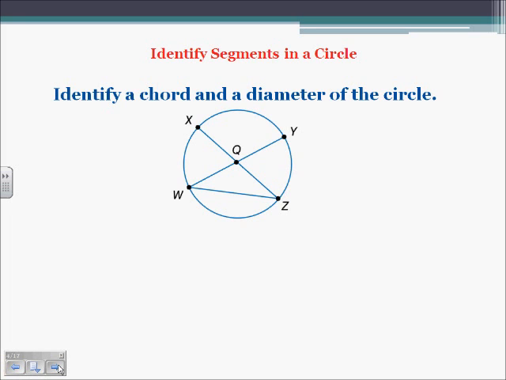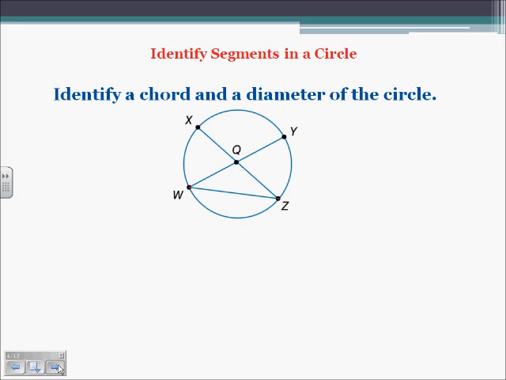Our second problem is to identify a chord and a diameter of the circle. Our center point is Q, so we have circle Q. Our chords are going to be any segment that has both endpoints on the circle. So if we look, we have WZ as a segment with both endpoints on the circle. So one chord is going to be chord WZ.